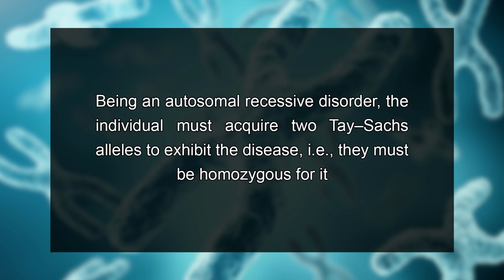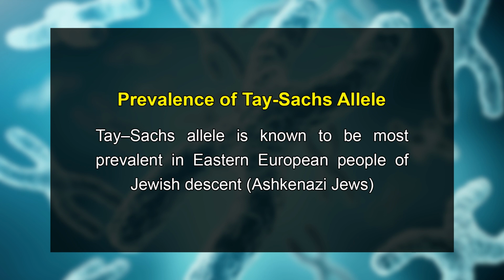Being an autosomal recessive disorder, the individual must acquire 2 Tay-Sachs alleles to exhibit the disease. That is, they must be homozygous for it. The Tay-Sachs allele is known to be most prevalent in Eastern European people of Jewish descent, that is Ashkenazi Jews, who usually marry within their close relatives. Although being deleterious in nature, the allele is maintained in the population by virtue of providing protection to heterozygotes from Mycobacterium tuberculosis, the causative agent of the infectious disease tuberculosis, thus showing balanced polymorphism.